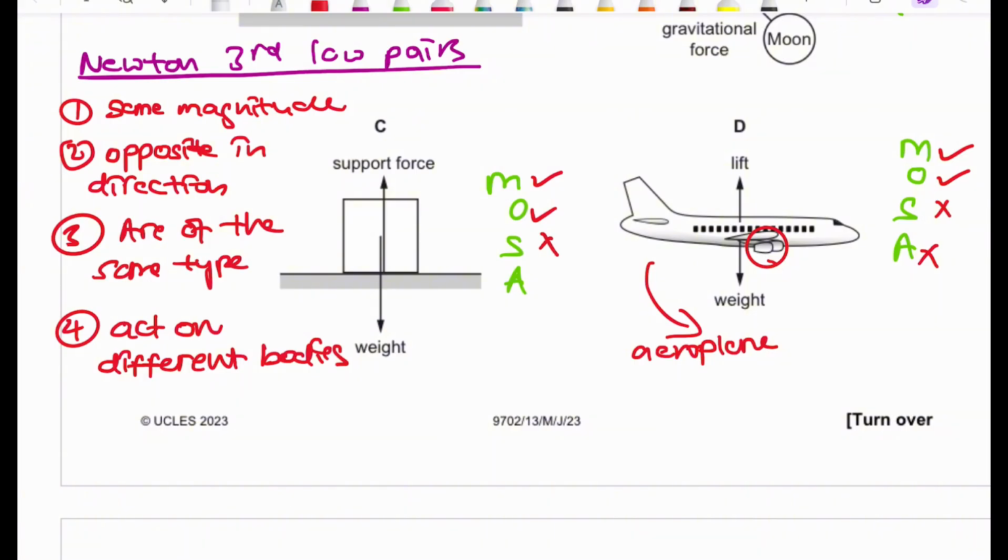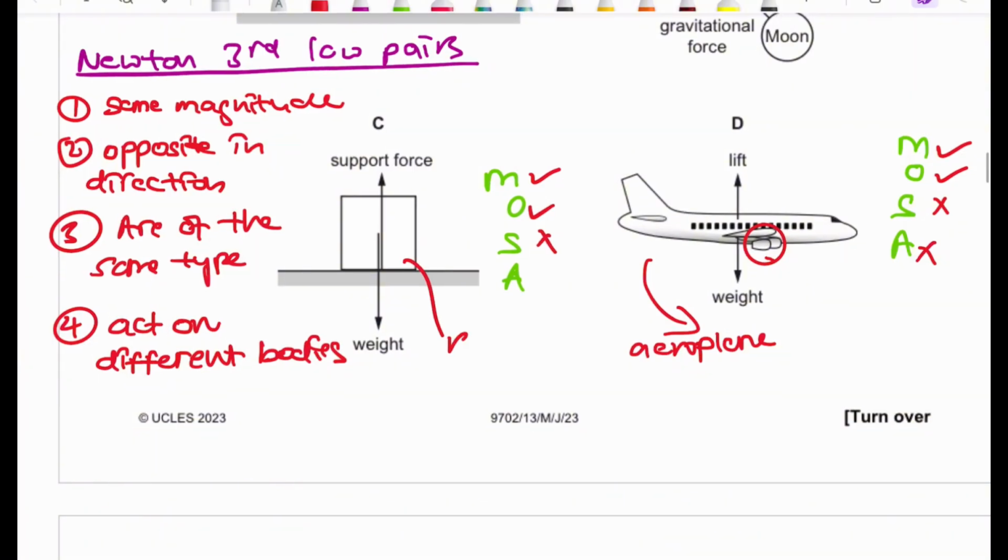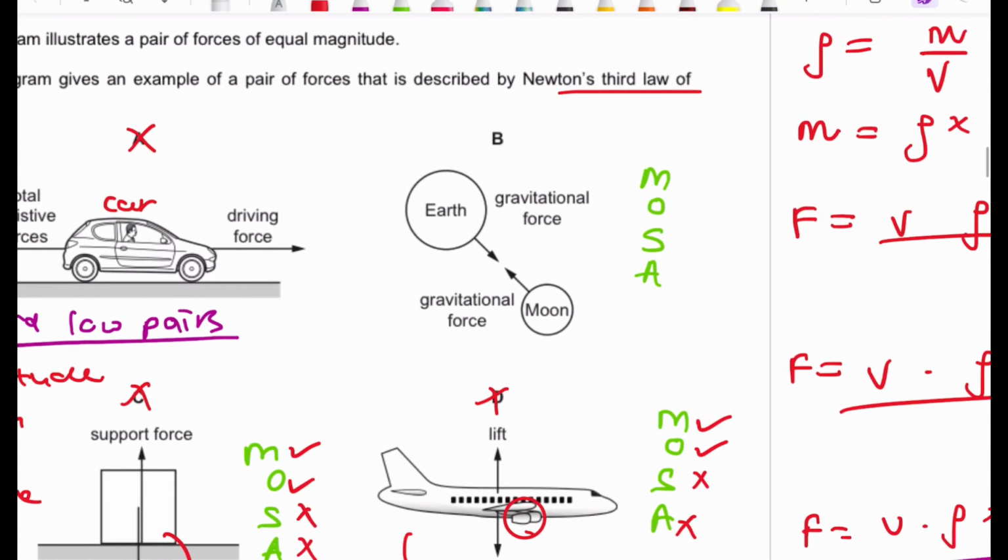Are they acting on different bodies? They're not. It's still the same box, so they can't be acting on different bodies. It's just one body. So this is not a Newton third pair. But let's go to B.